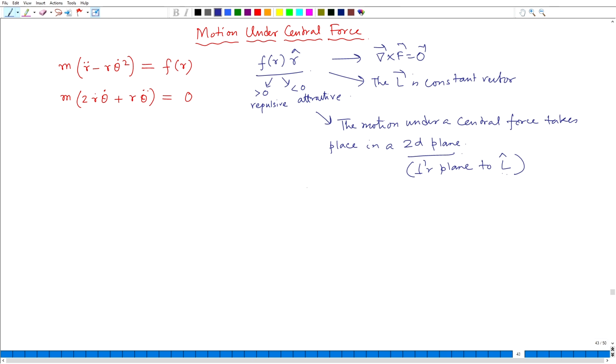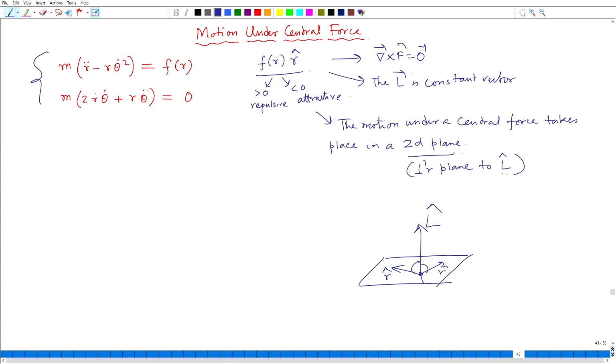So, let us say the particle is moving in a plane like this, then the angular momentum vector will be exactly perpendicular to this. Then r cap can be anywhere in this plane. R cap may be here or here, but it will always be confined in this plane, so that r cap dot L cap is always 0. That we have to maintain.